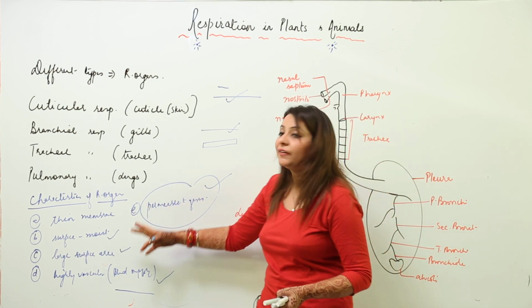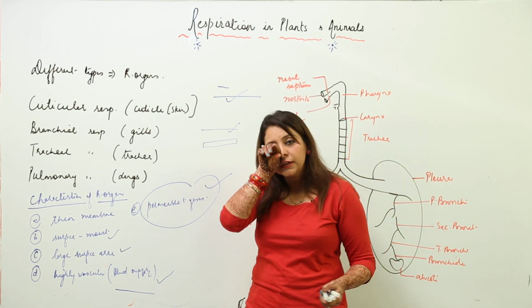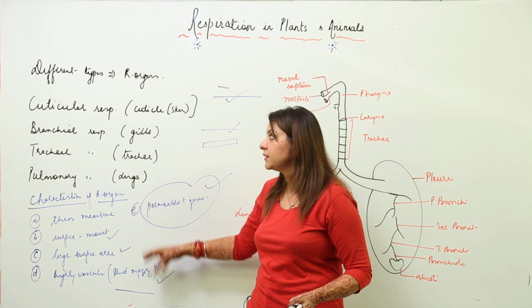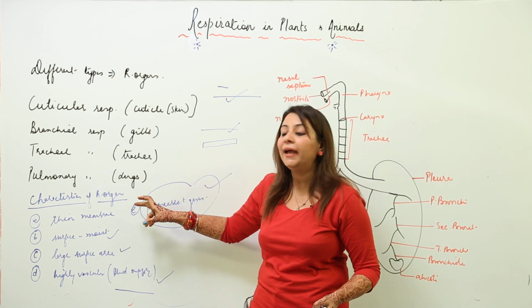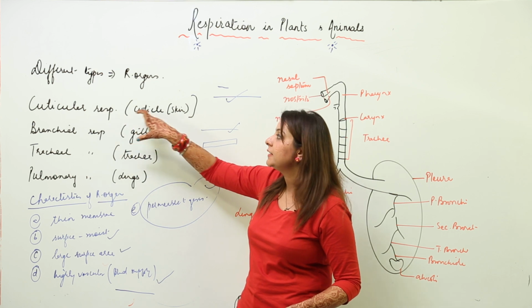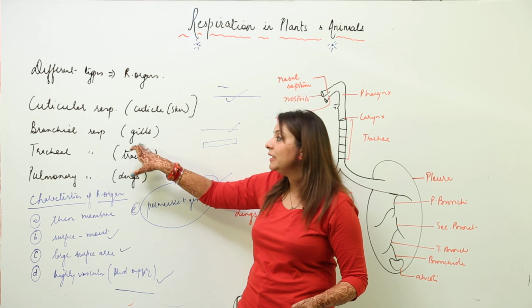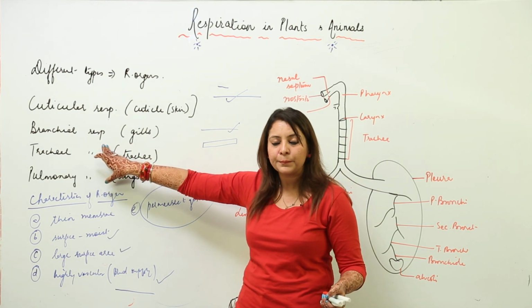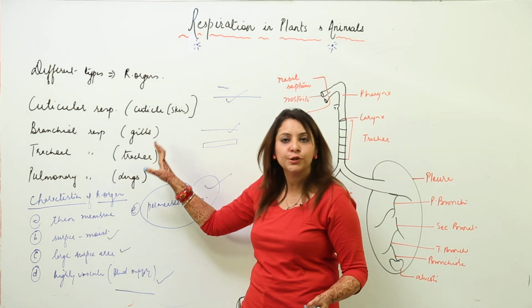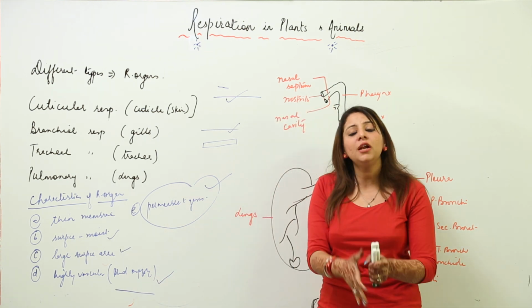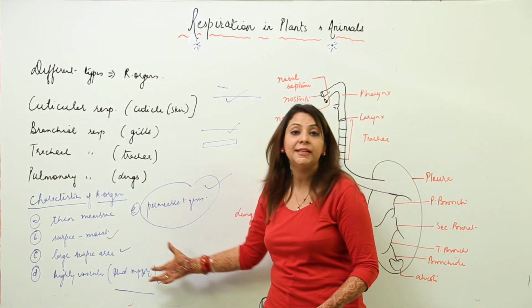So these are the 5 factors, which are the characteristics of the respiratory organs, and these characters are fulfilled by these organs. That is why skin is acting as an organ for respiration in many organisms. Gills are acting as a respiratory organ and so on. So that means all these organs are efficient because they possess these 5 features.